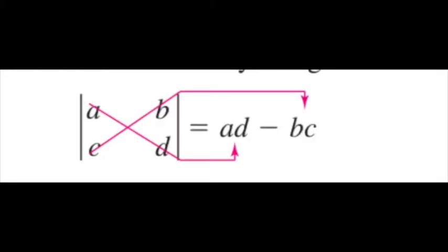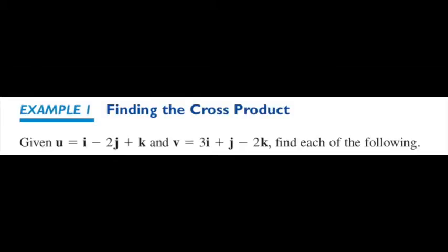And you can see there's an example of A, B, C, D, and you just cross times A to D and minus the times of B and C. And now let's go over an example.